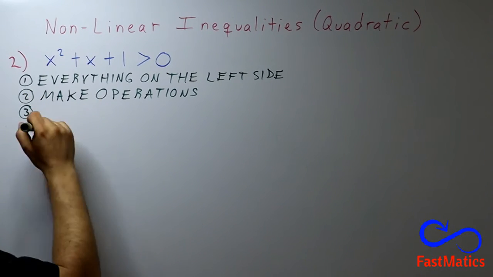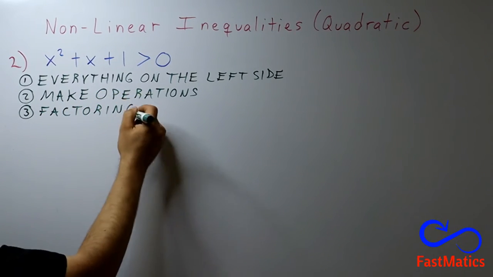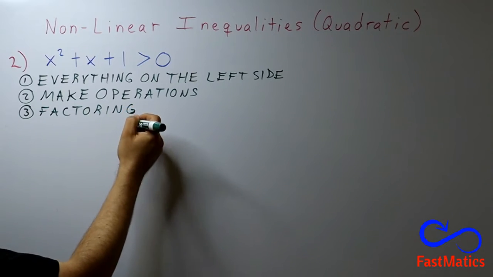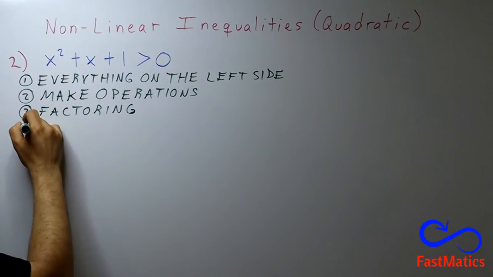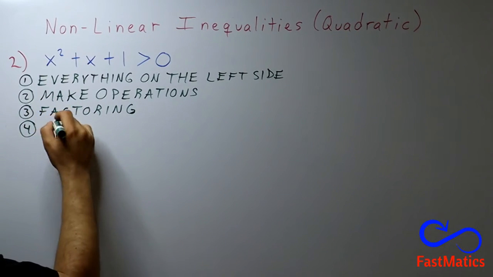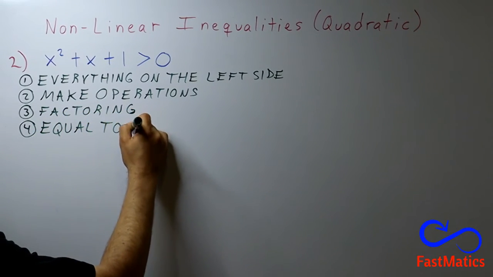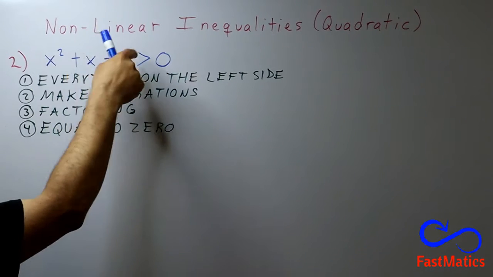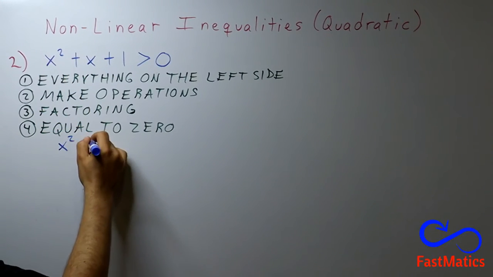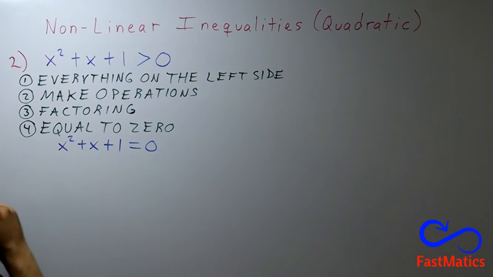Next step, factoring. But here, if you try, you cannot factor this expression, this trinomial. Fourth step, equal to 0. And here, if you don't have factors, you are going to put this expression equal to 0.